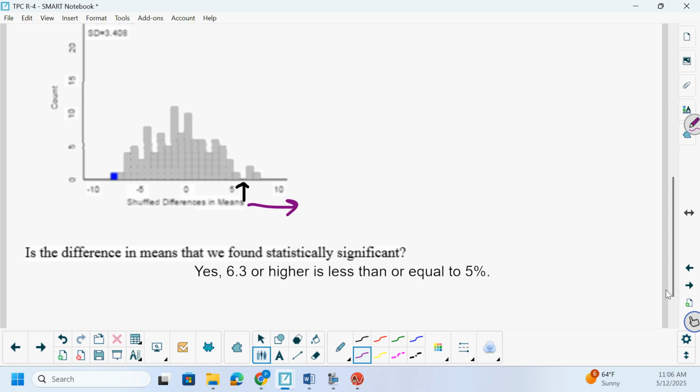The simulation was out of 100. So it looks like there's 3 out of 100. If it's less than or equal to 5%, then what we are testing is statistically significant. So there was a statistically significant difference between our two samples.